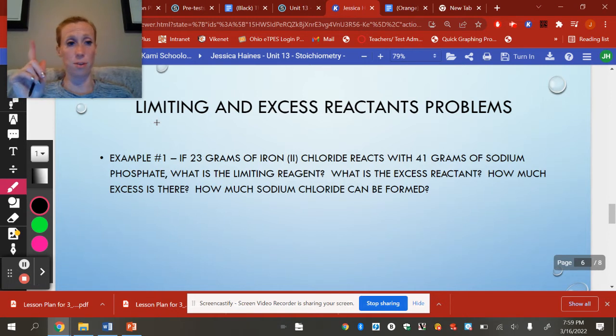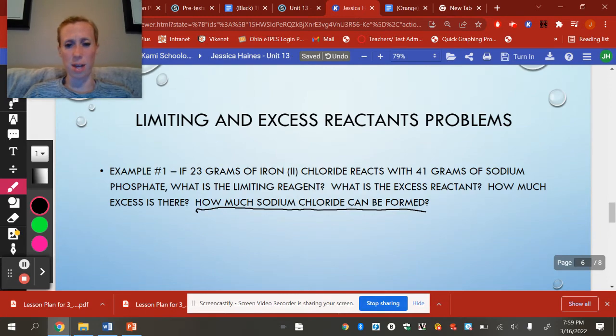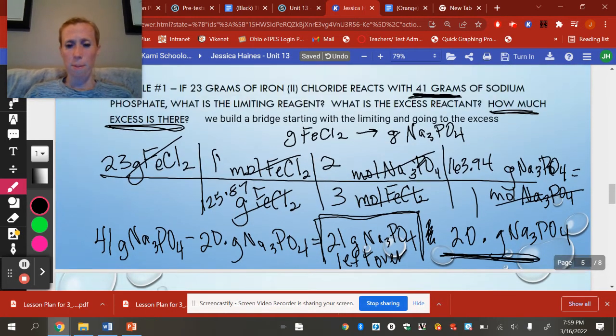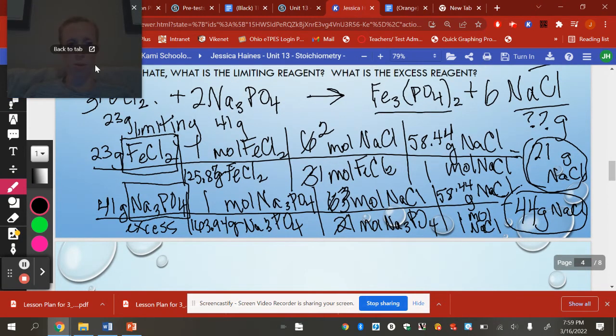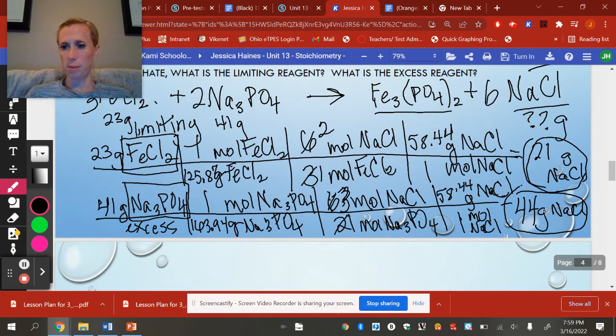And all you have to do is that first problem that I did. Sometimes I ask you how much excess there is, or sometimes I would ask you how much sodium chloride can be formed. So we kind of already answered that back here. How much sodium chloride can be formed? So we built both of our bridges to sodium chloride, right? We built just because it was the lesser one.